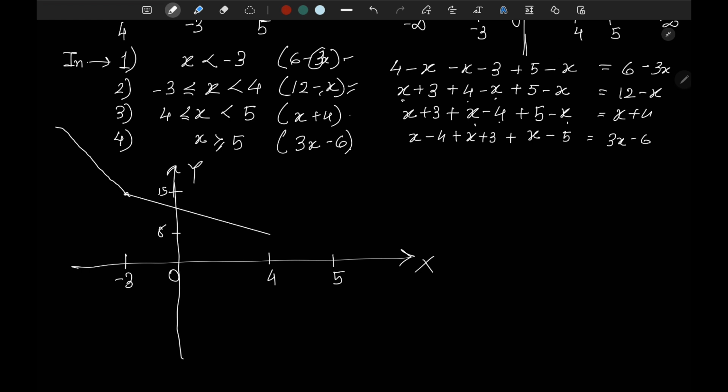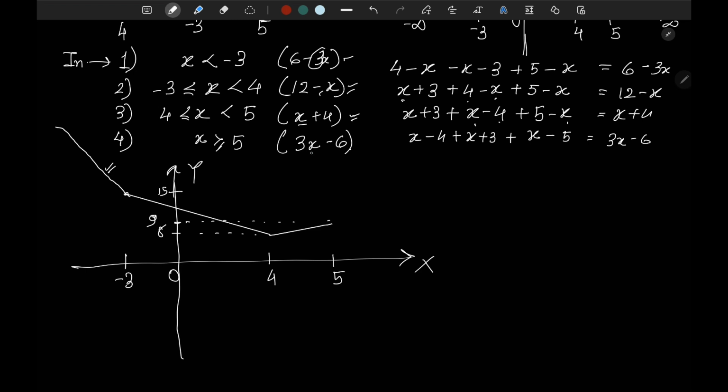From 4 to 5, we have x plus 4, the line with a positive slope. Now at 4, we have 8, 4 plus 4 is 8. At 5, we have 9. So this is like this. This is your 9. Okay, this is your 8, 9. And after 5, we will have a symmetric line like this one.